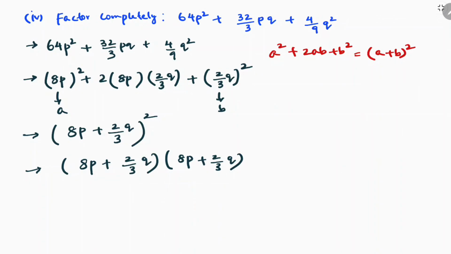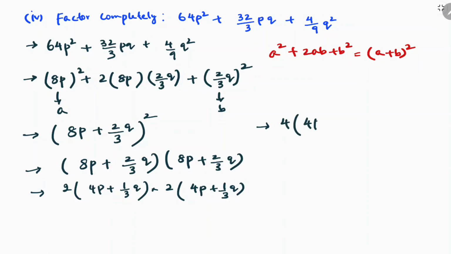Here, if you observe carefully, you can take 2 common in the numerators in both the terms. So what I'll do here, I'll take 2 common. So I'll get 2 into (4p plus 1 by 3 q) into, again 2 common, (4p plus 1 by 3 q). So 2 times 2, 4, so 4 into (4p plus 1 by 3 q), and here (4p plus 1 by 3 q).